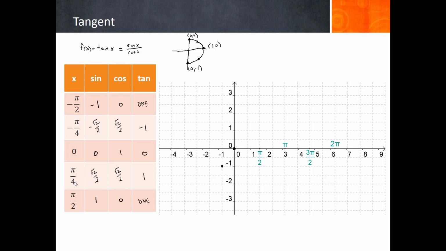And then when x is pi over 4, tangent is 1. And then at pi over 2, again, we get does not exist. So what do the undefined parts of the graph do?